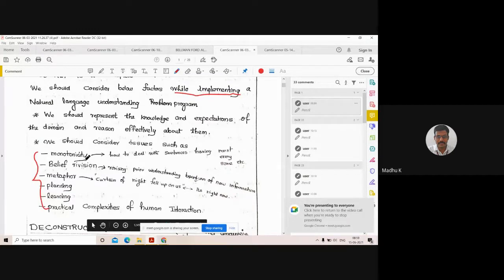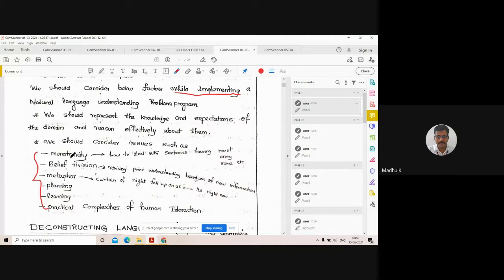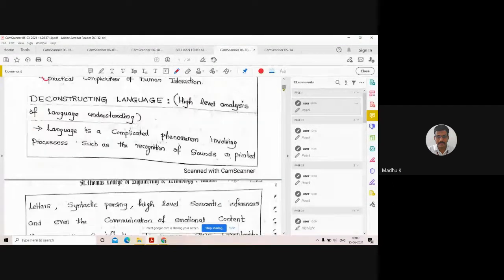So these are the issues we want to consider while implementing a natural language program. So, monotonicity, belief revision. Just go through it. Okay, it's a descriptive topic, so you just go through the notes. Okay. Next is deconstructing language. This is important. Usually in the exams, such type of questions will come. Please note your exam will be after 2 weeks. So please study these topics well.